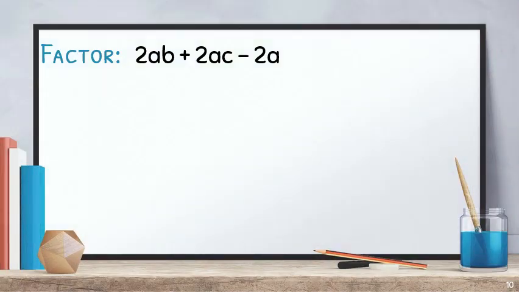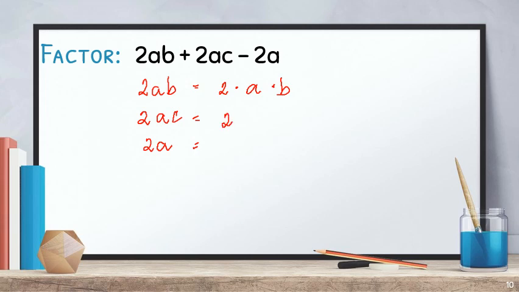Let us now factor 2ab plus 2ac minus 2a. Let us first write or list the terms. So we have 2ab, 2ac, and 2a. Then listing all their prime factors, we have 2 multiplied by a multiplied by b. For 2ac, we have 2 multiplied by a multiplied by c. And for 2a, we have 2 multiplied by a.